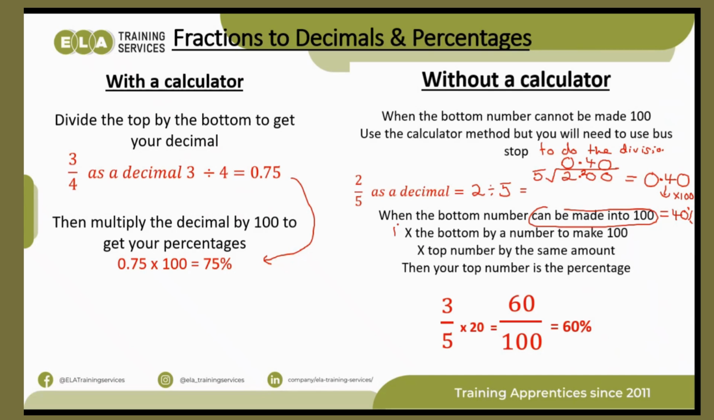So step 1, times the bottom number by a number to make it 100. So we do 5 times 20 equals 100. Step 2 is to times the top number by the same amount. So 3 times 20 is 60. And then your top number is your percentage. So it'd be 60%.